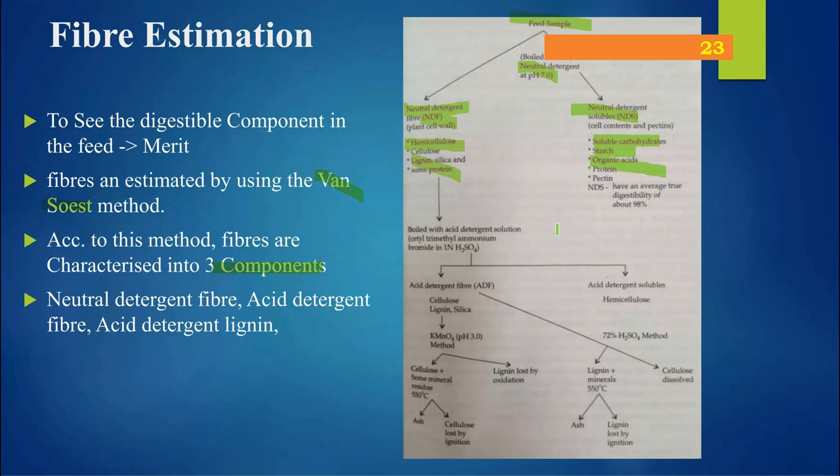So the neutral detergent fiber, this NDF, is boiled with the detergent solution, and the remaining material is also subjected to different estimations. So the acid detergent fiber, also called ADF, contains cellulose, lignin, and silica.